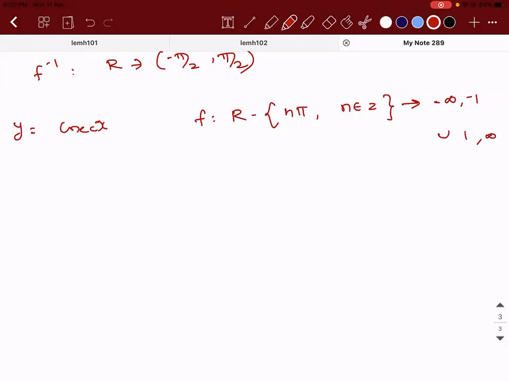Now tell me where should I use closed bracket and open bracket? Infinity is open, -1 is closed. Sin of minus pi by 2 and cosecant of minus pi by 2 have the same output.